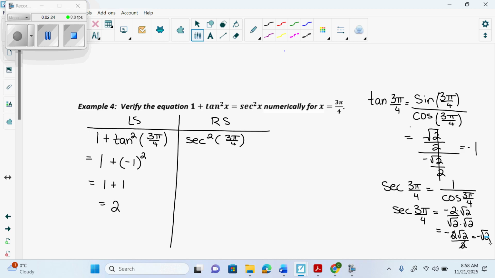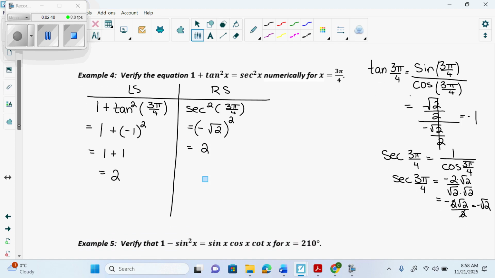So here I'm going to get equals negative root 2, but then I have to do what to it? Square it. I square a negative, it becomes a positive. I square a square root, it goes away, so I get a 2. Oh, they match. So then I'm done and move on to the next question and lose 0.5. What do I have to do? LS equals RS.